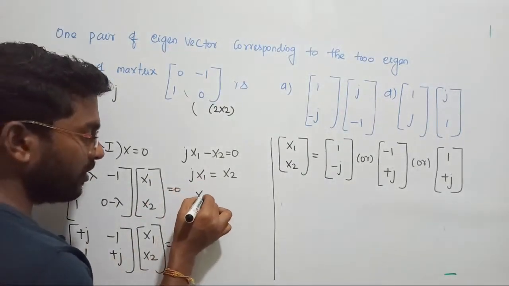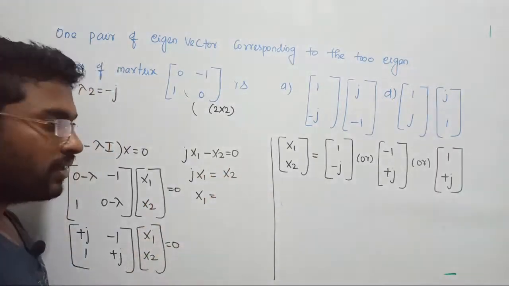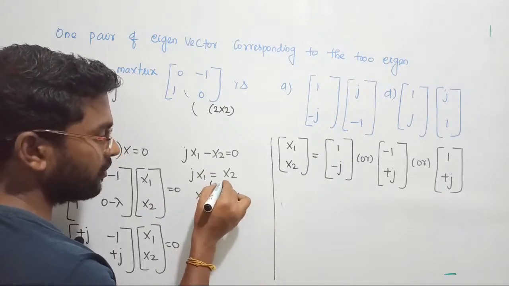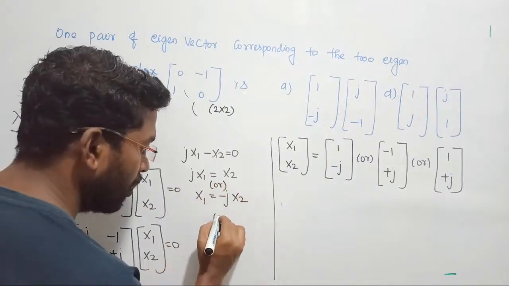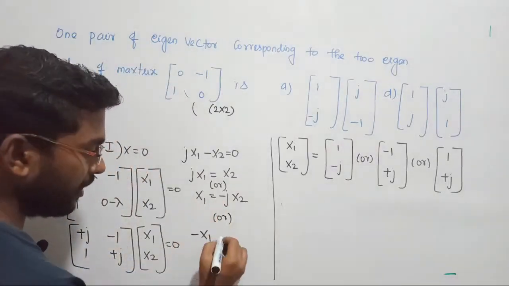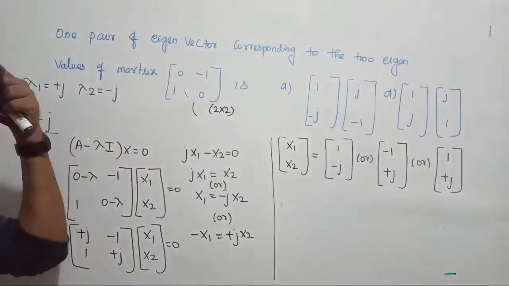Or we can also write x1 is equal to, if I pass this j to the right side, then that is going to be minus j times x2. That is also correct. Are you getting me? Yes. Or you can write like this, right? If the minus is passed over, it can be considered as minus x1 equal to plus j times x2. All these possibilities are correct.